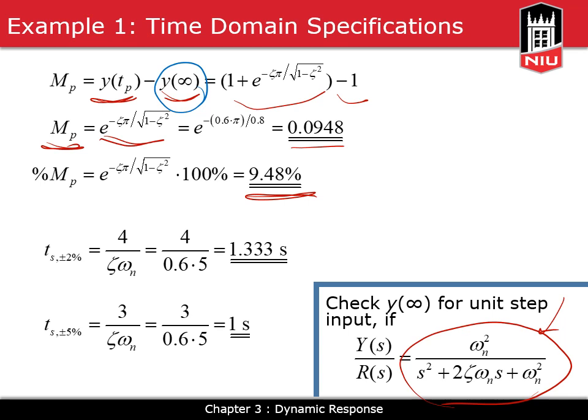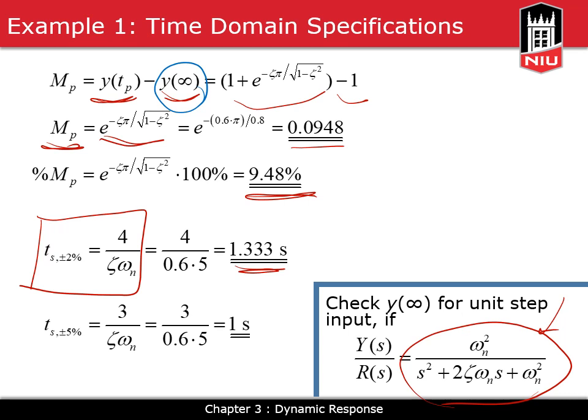For settling time, nothing was said about the criteria or the tolerance level. So we should actually use the 2% criterion if nothing is said by default. With the 2% criterion, the formula is 4 over zeta omega n. Plug in the values of zeta and omega n. The answer is 1.33. This would be the settling time, the amount of time it takes for the response to reach and stay within 2% of its final value.